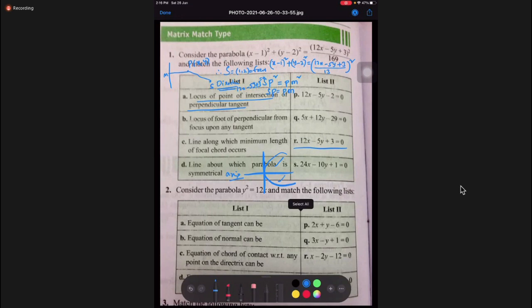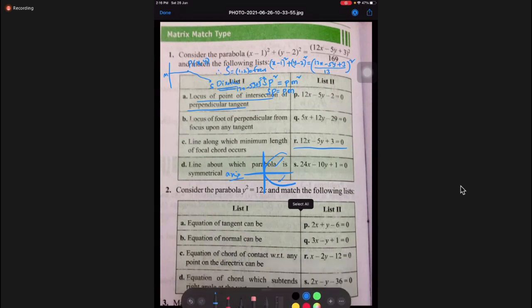A to R, B to S, C to P and D to Q. C to P, D to Q. B to S, C to P, D to Q, that's it.